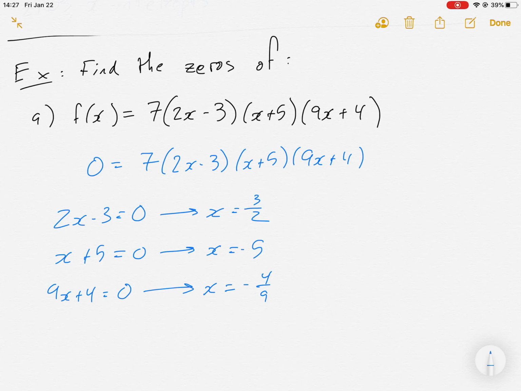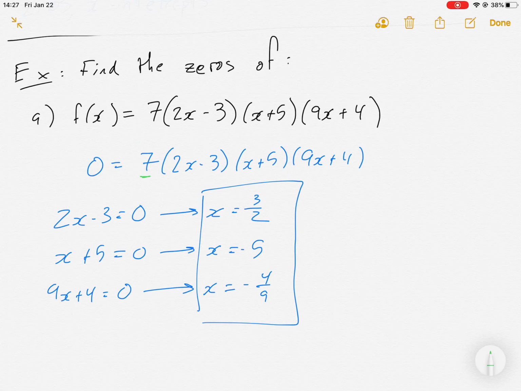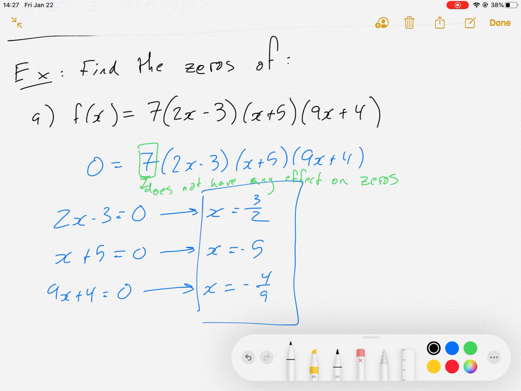And so if this was the problem, find the zeros, I just did that. Notice how this 7 in front doesn't actually do anything. This does not have any effect on zeros. It's just there, like I was saying before, to kind of scale things.